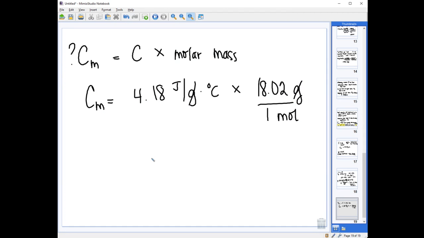So my grams are going to cancel, and I'm going to multiply 4.18 times 18.02, and I get 75.3. And my unit here is joule per mole degree Celsius, because I've exchanged grams for moles. So that's my molar heat capacity of water. My specific heat capacity, the amount of energy for 1 gram, is 4.18. But if I have a whole mole, it's going to require 75.3 joules per mole degree Celsius. So those are our formulas that we can use to figure out how much heat is needed.